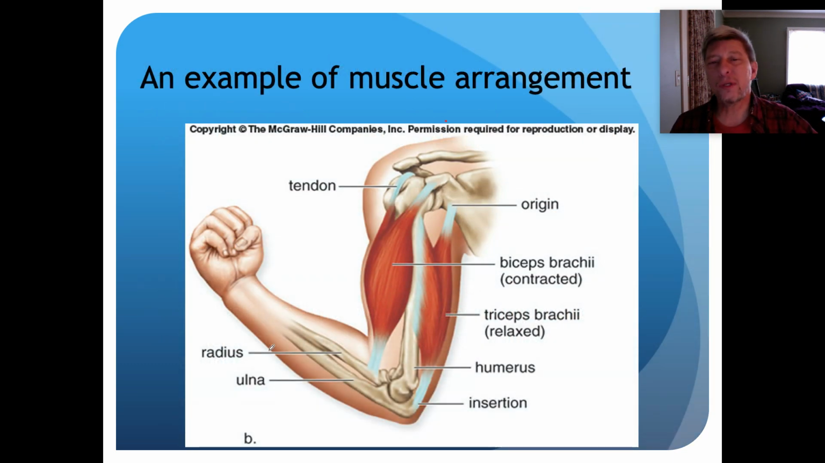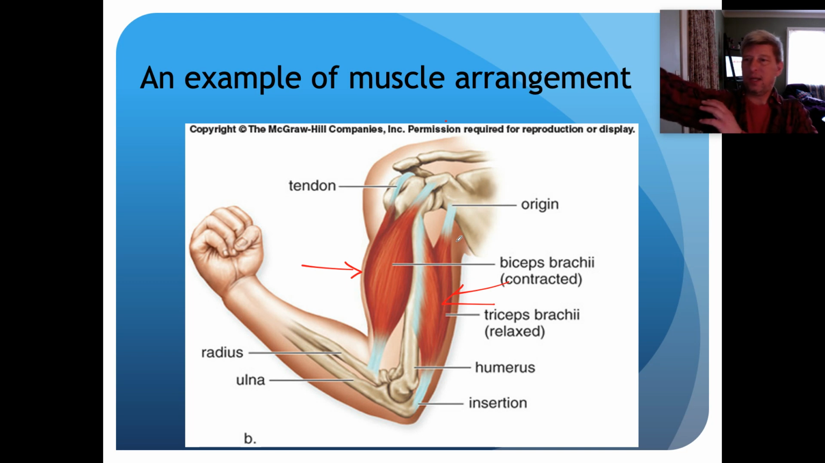All right, so this is an example of a pair of antagonistic muscles. This here is the biceps brachii, and this here is the triceps brachii. When the biceps is contracted, it draws your fist, your hand, toward your body. When the triceps contracts, it's relaxed in this picture, but when it contracts, it pulls the arm and extends it away from the body.